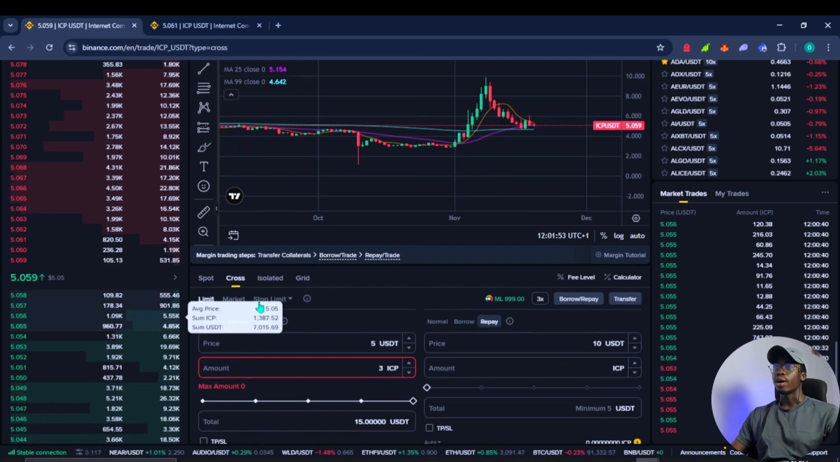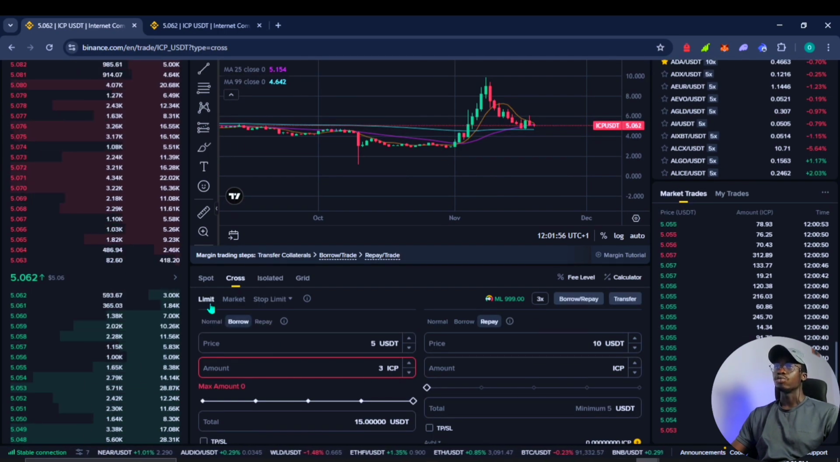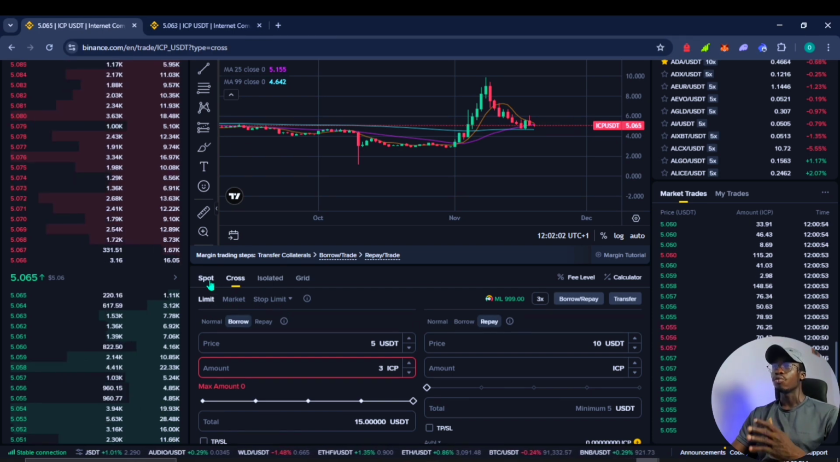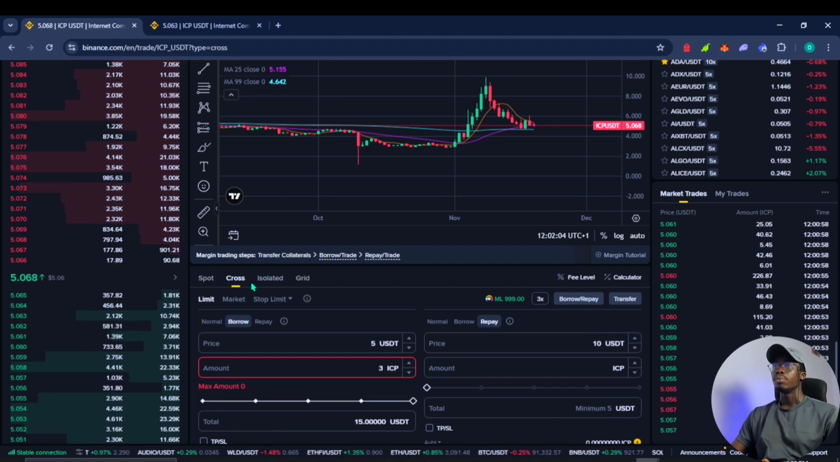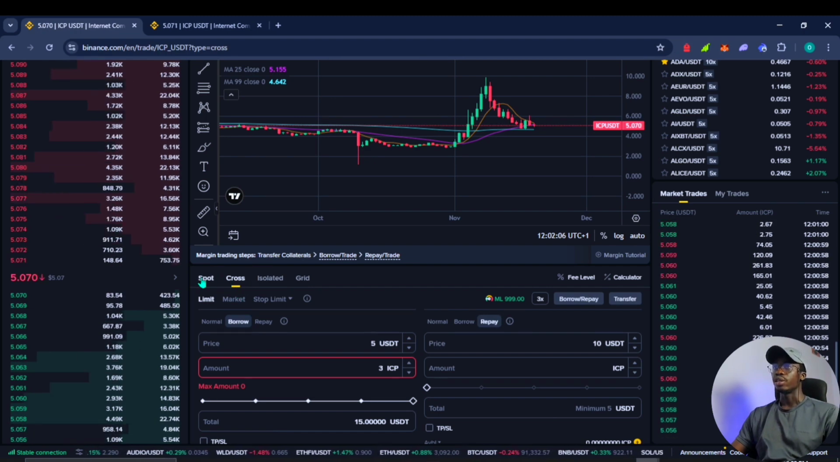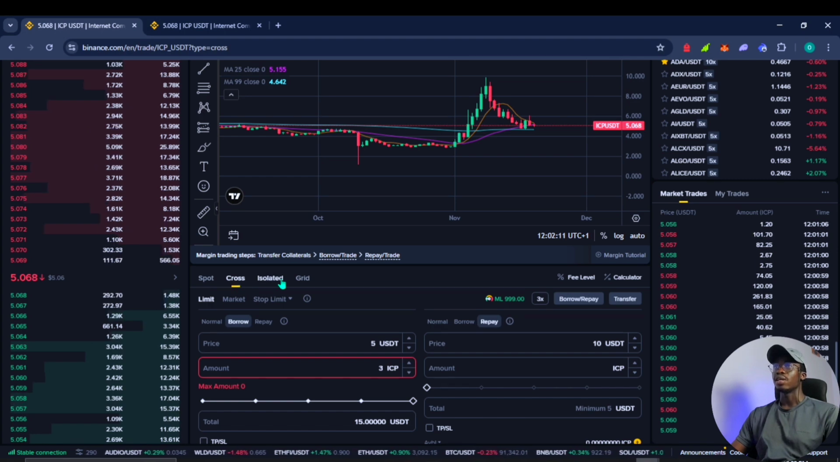Below here is where you have your orders, where you can choose either a limit order, a market order, or a stop limit order. You can also switch from the margin trade to the spot trade, or choose to trade either the cross margin or the isolated margin right here.